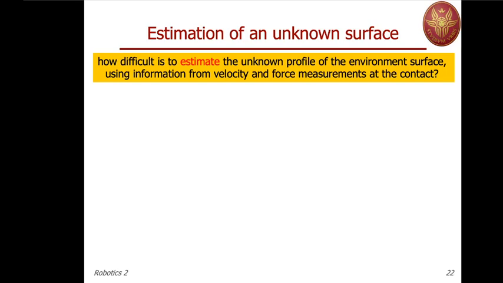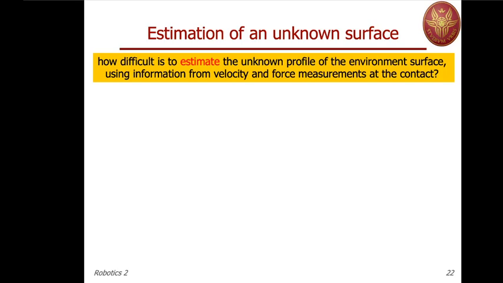So the question is, how difficult is it to estimate an unknown profile of a surface on which the robot is in contact, using the information that comes from the velocity and force measurement? Again, force measurement by a force torque sensor. Velocity is not a direct Cartesian velocity measurement, but it's modulated by the Jacobian, starting from the encoder measurement differentiated numerically. But this is a long story, I will not repeat it again, so assume that we have velocity and force measurement.